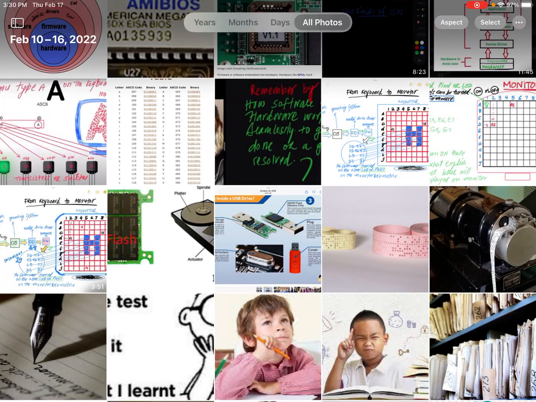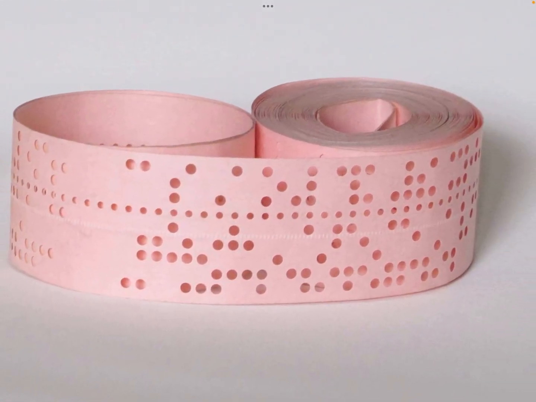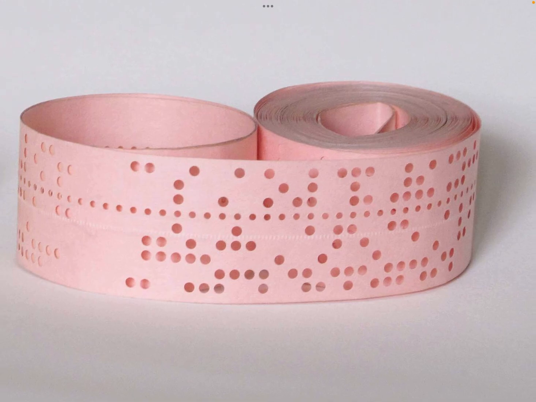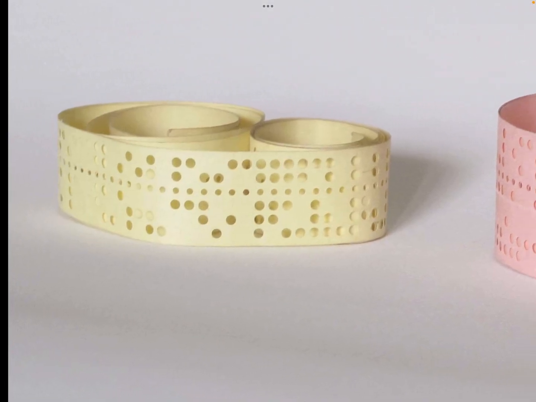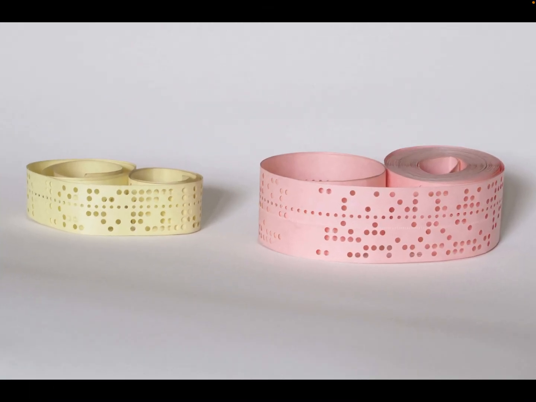You can also see these tapes with all these holes in them. This little pink tape that you can see might be a paragraph or a small story, something like that.